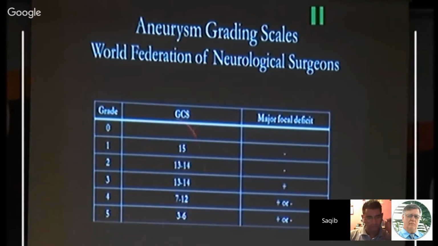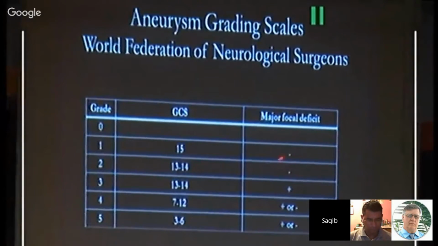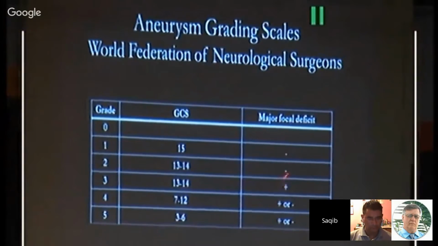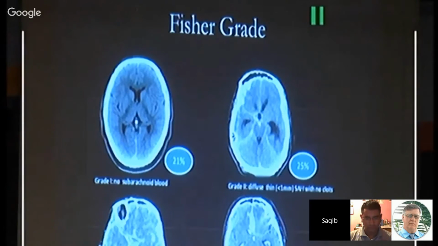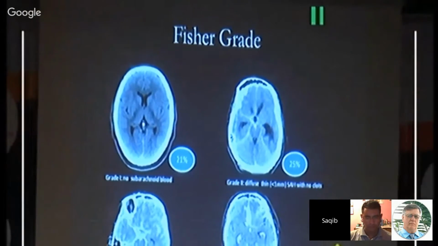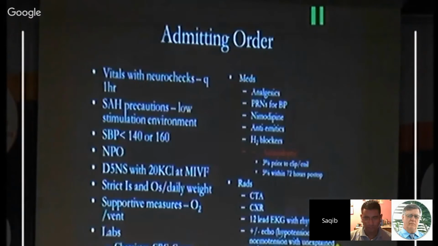There's also the WFNS grading system, which is based on the GCS, and within that, basically, if a patient has a major focal neurologic deficit, cranial nerve palsy, decreased level of consciousness, then they're in the higher grades. If they do not, then they tend to be in the lower grades. There's also a Fisher grading system based on the CT appearance and how much blood is present, and this has its greatest impact on the risk for vasospasm.